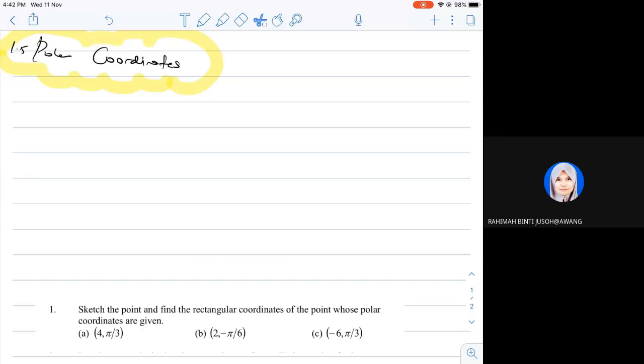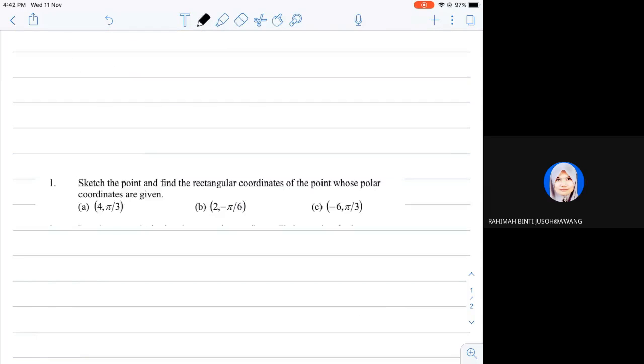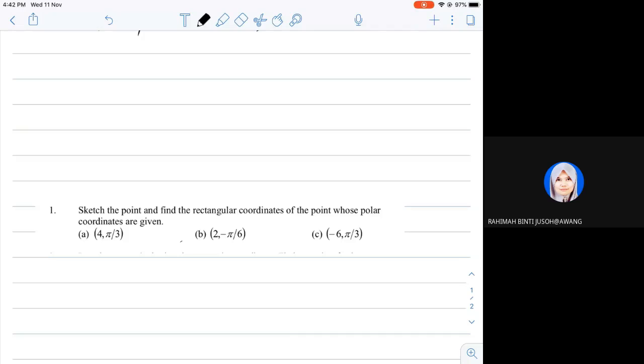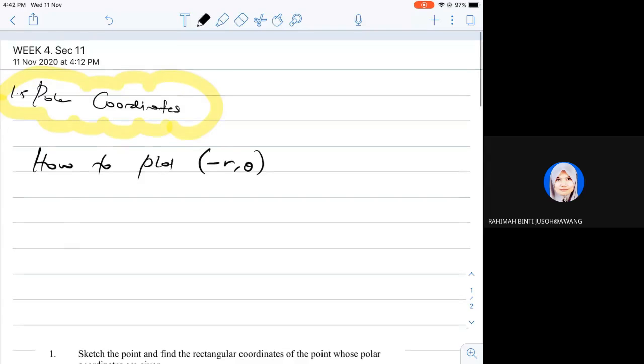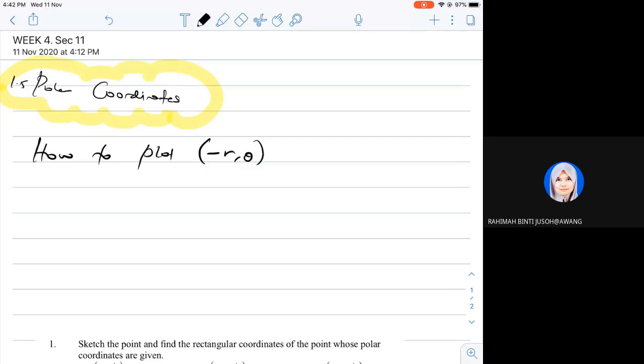I will teach you how to sketch or how to plot what happens if we have negative r theta. I believe all of you already know how to sketch the graph for the case of positive radius, positive r. But now I will teach you how we plot the coordinate of negative radius. Okay, there is a negative radius here, negative r.